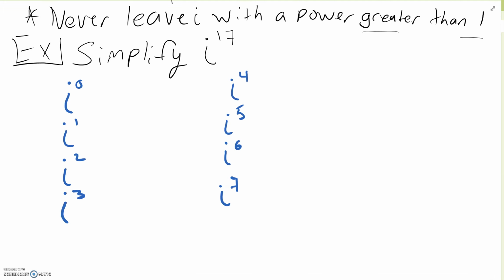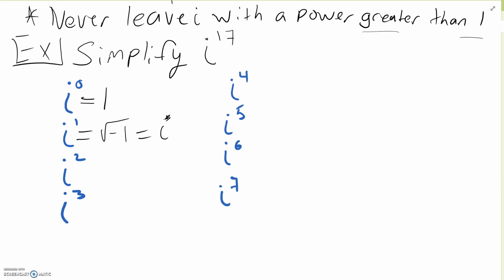So to start, i to the 0th equals 1, because anything to the 0th power equals 1. So if we got i to the 0th, that would have been simplified, right? It has a power greater than 1, we gave it a value. i to the 1st is the square root of -1, and we're just going to call it i, right? That's what the square root of -1 is. That's why we have that value. It's i. So that's fine because it has a power of 1. We don't have to change it.